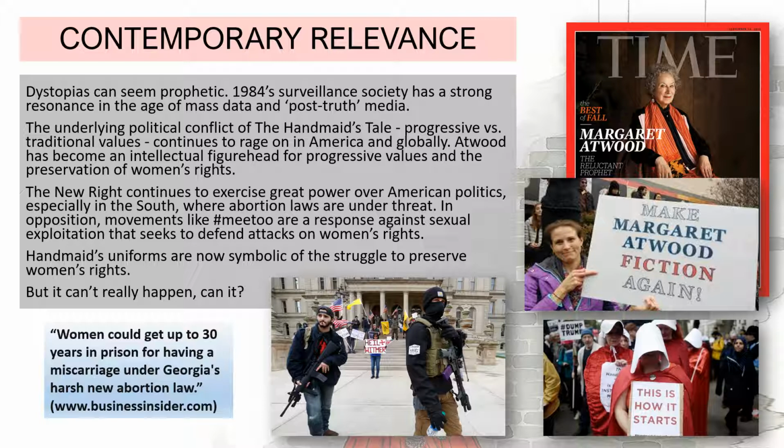Why? Well, that conflict between progressive and traditional values in both American and global society is continuing to rage. And Atwood has very much become a figurehead for the progressive values of feminism and for women's rights. You'll see her featuring on the cover of Time magazine, described as the reluctant prophet. Many people feel that she's accurately predicting in The Handmaid's Tale the direction of society, and that's reflected in some of the images that you see. Handmaids' uniforms have come to symbolise the protest for women's rights, and the placard that someone is holding there says "This is how it starts."